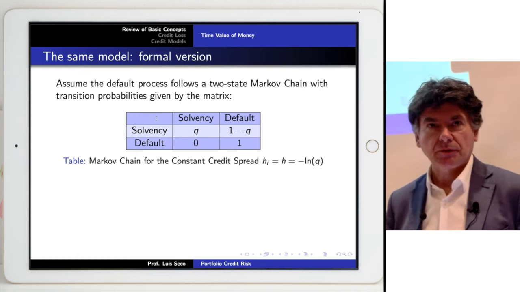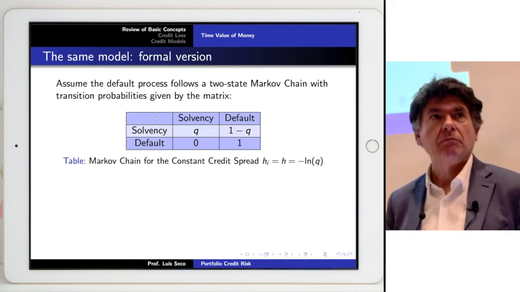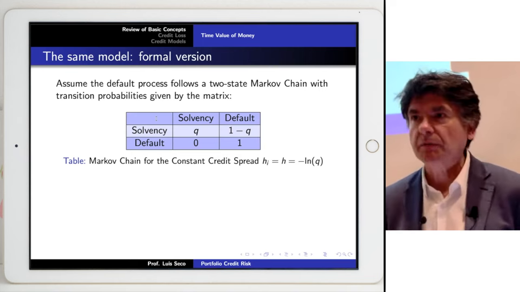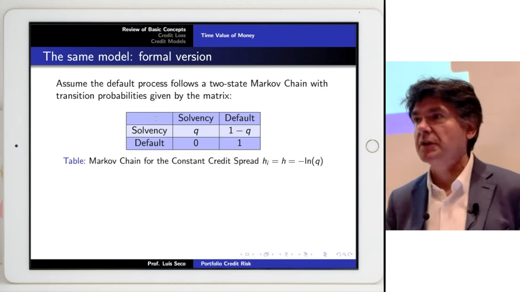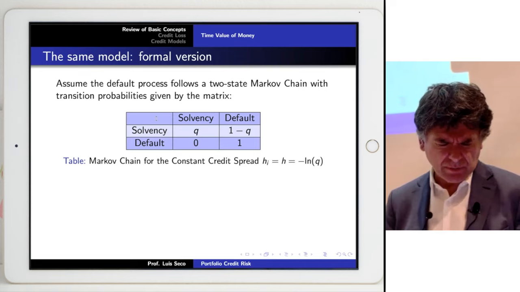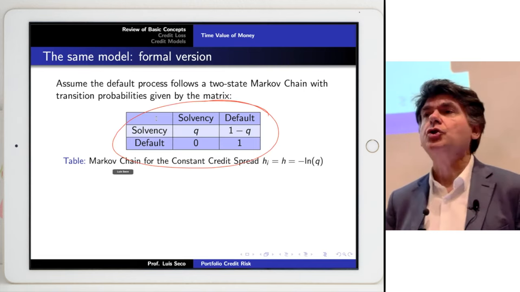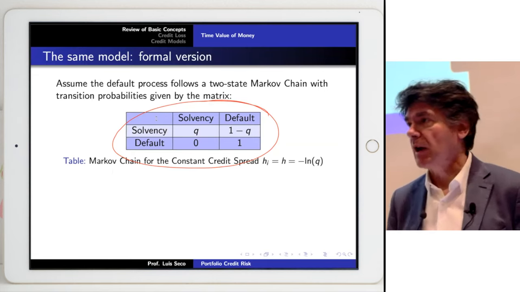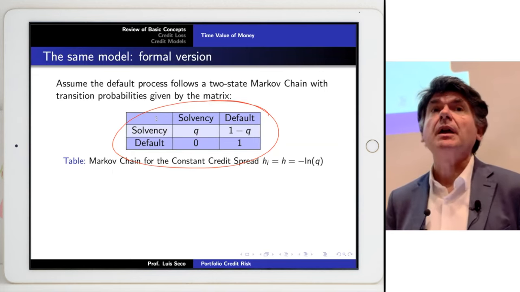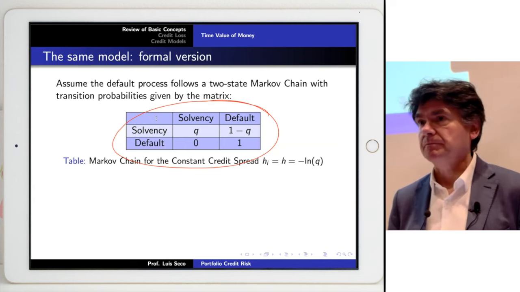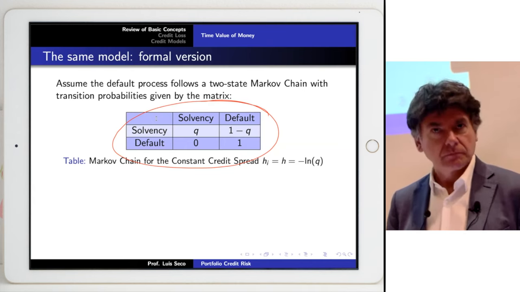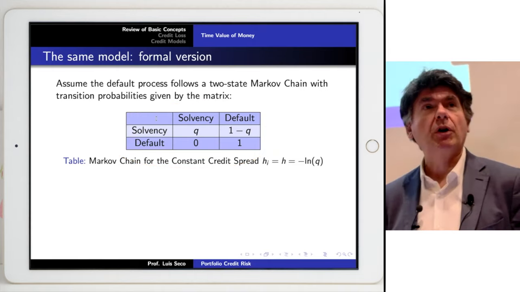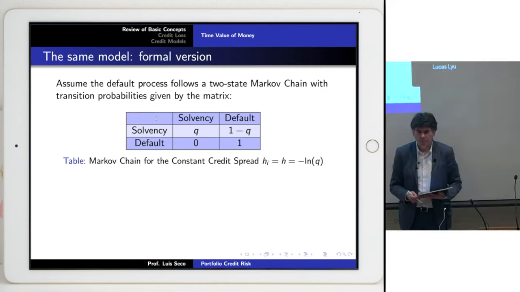Have you all seen Markov chains? I'm not going to say Markov processes. You've seen Markov chains, discrete Markov chains with a finite number of individual states. You've seen that, right? Great. So what I'm saying is that for a two-state Markov chain, if that describes my credit quality, then the credit spread is constant for that. Okay, great. So this was not a lot of effort, but we can already do wonderful things with this.